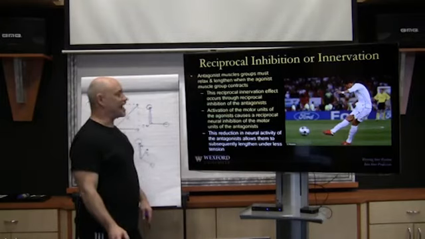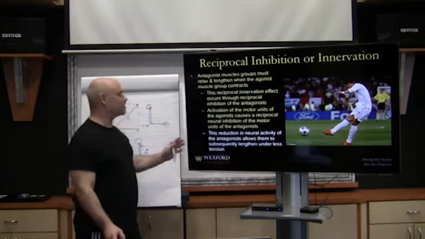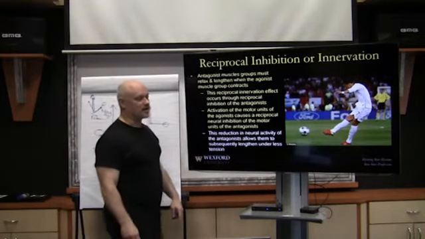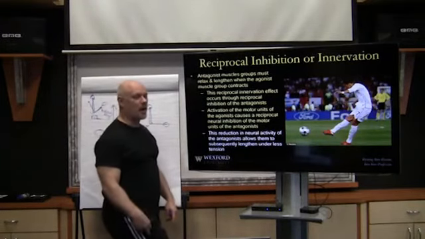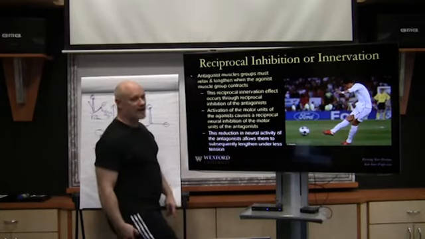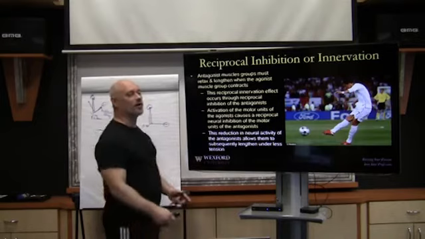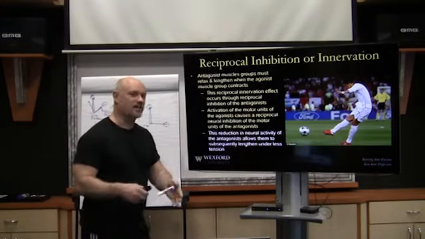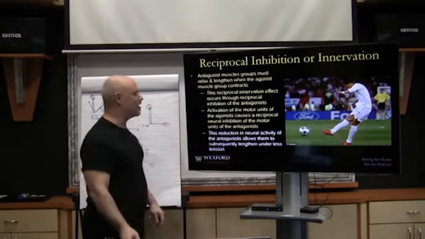Reduction of neural activity of the antagonist allows them to subsequently lengthen under less tension. Because remember, if you're trying to lengthen the anterior side, the quad, the hip flexor and knee extensors that way, if this were to activate, it would be harder to do that movement because the antagonist would be on and it would really decrease the efficiency of that movement.